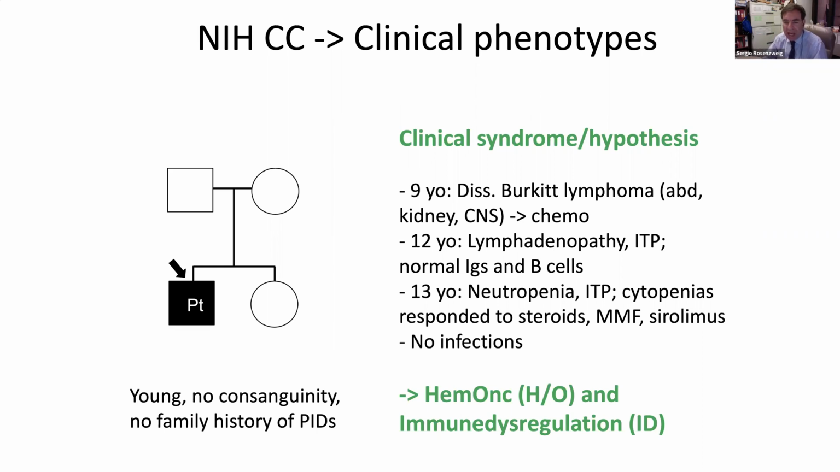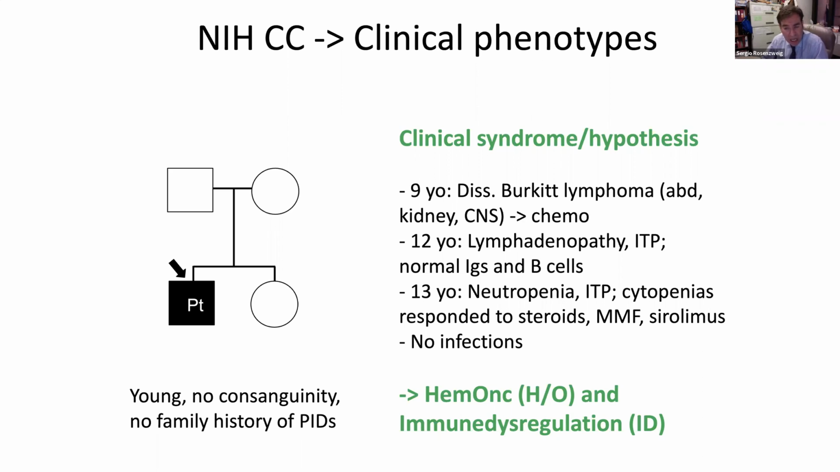Actually, by the age of 13, he added more and new forms of autoimmunity and immune dysregulation. On top of the ITP that recurred, the patient developed neutropenia. Both those cytopenias responded to steroids, to MMF, and to sirolimus, and infections were not a big deal before or after the Burkitt lymphoma. So this clinical phenotype, again, was distinct from the other two, the CVID or the combined immune deficiency.